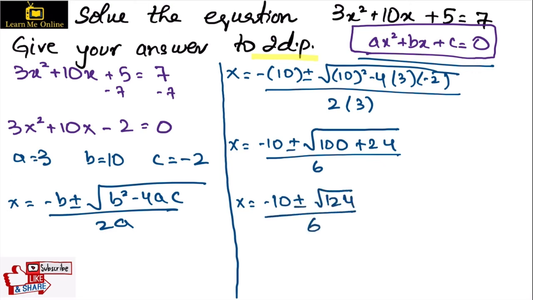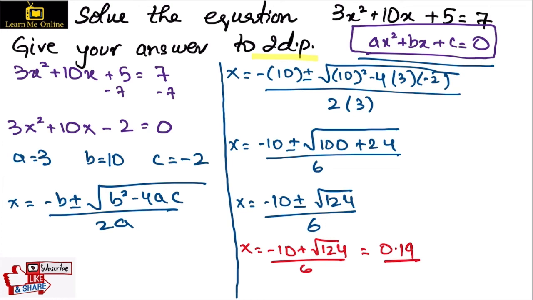We're going to split that into the two parts now. I'll be using a different color here. So we'll have x equals minus 10 plus root 124 over 6. You get one solution from here. This will give you the solution to two decimal places, when you're writing it with the positive sign, which would be 0.19.